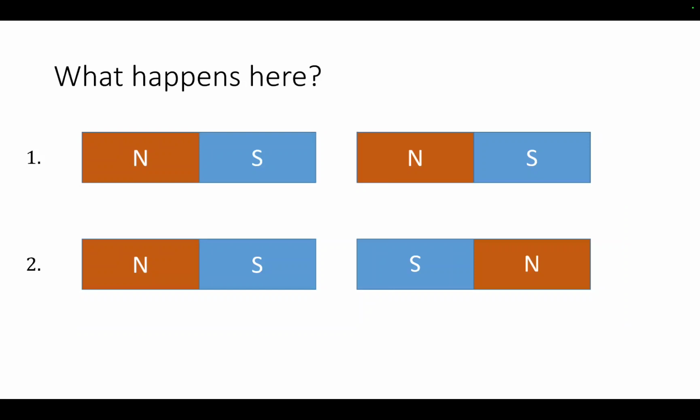So what happens here, question 1 and 2, I'm going to pause and just write down. So the first two will obviously, they're opposites, so they will attract. The bottom two souths together, repulsion.